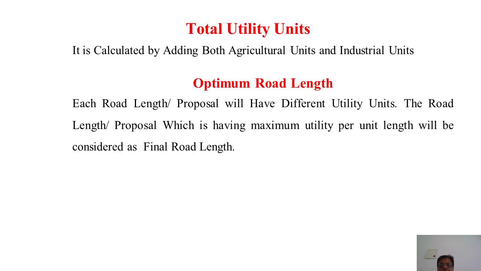So to arrive at an optimum road length, each road length or proposal will have a different utility unit. The road length or the proposal which is having a maximum utility unit per unit length is considered as the final road length. That means it will be given the first preference.